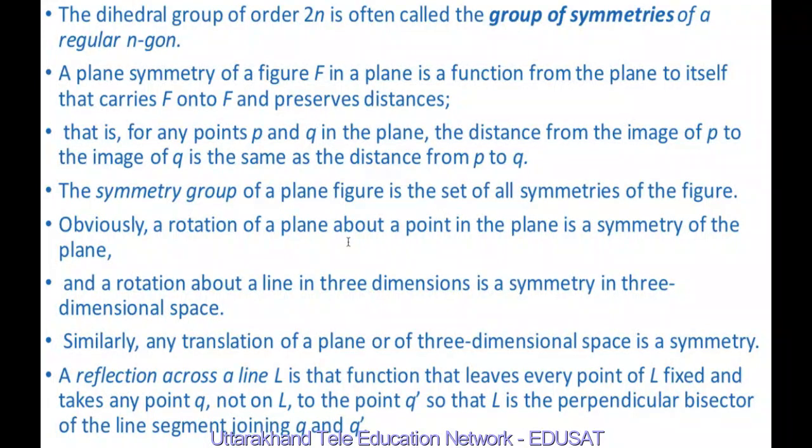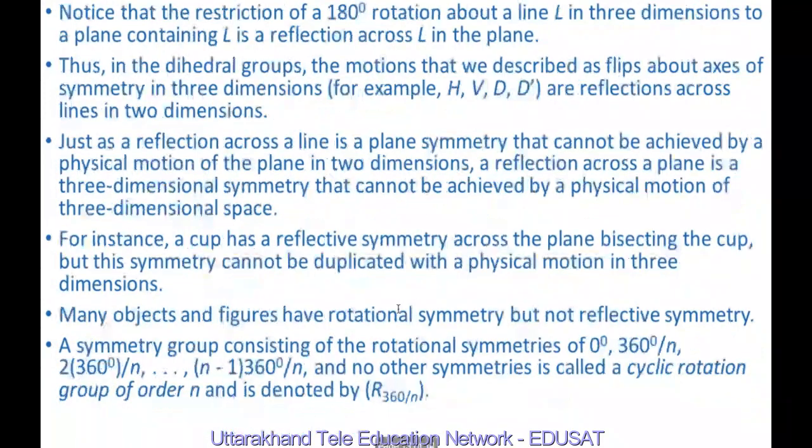The symmetry group of a plane figure is the set of all symmetries of the figure. Clearly, a rotation of a plane about a point in the plane is a symmetry of the plane, and a rotation about a line in 3-dimensional space is a symmetry of 3-dimensional space. Similarly, any translation of a plane or 3-dimensional space is a symmetry. A reflection across a line L is that function that leaves every point of L fixed and takes any point Q not on L to the point Q dash so that L is the perpendicular bisector of the line segment joining Q and Q dash.